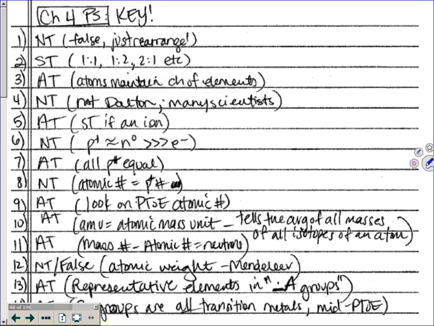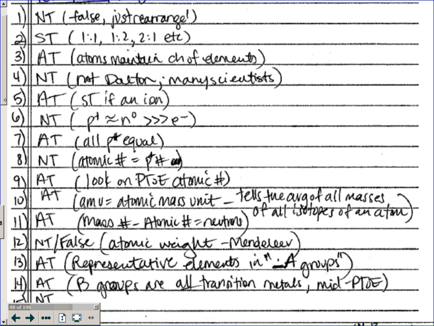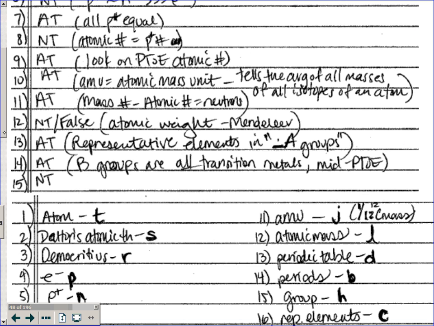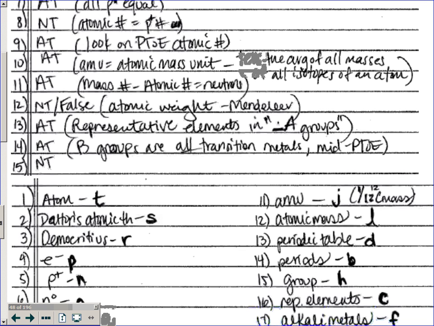1, not true. 2, sometimes true. 3, always true. 4, not true. 5, always true. 6, not true. 7, always true. 8, not true. 9, always true. 10, always true. 11, always true. 12, not true. 13, always true. 14, always true. 15, not true. What's that? So if we put sometimes true for 5, that's like not.